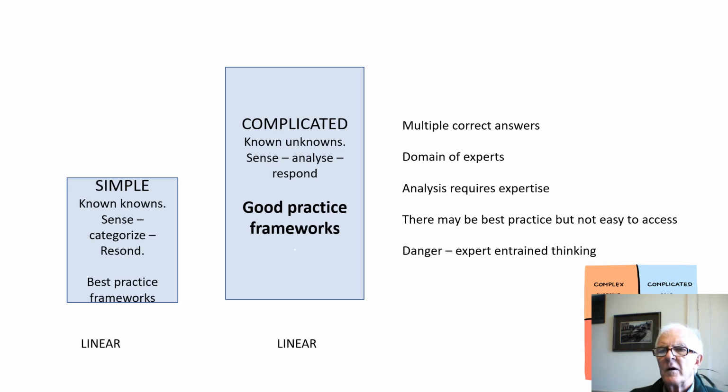The next type of system we may find ourselves in is a complicated system. This is still linear, and contains a number of simpler systems all integrated together. There may be multiple correct answers here, not one correct answer. This is the domain of experts, and the analysis requires expert opinion and expertise. There may be best practice, but it's not always easy to access. The downside is that experts tend to operate in silos, and the danger may be entrained thinking amongst experts. Here we know what we don't know, and the mode is sense the system, analyze it, and respond accordingly. Good practice frameworks predominate.